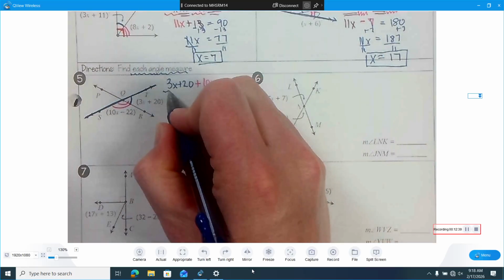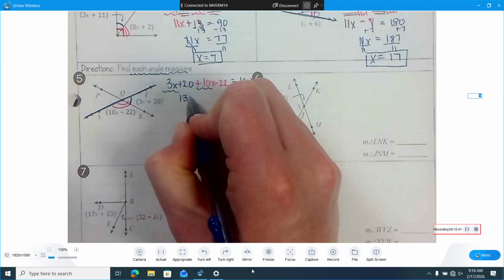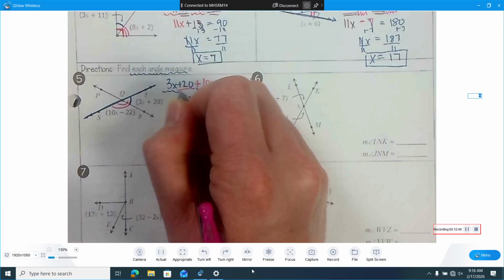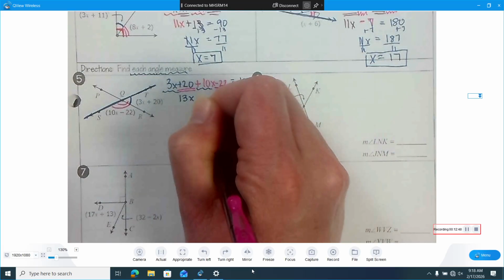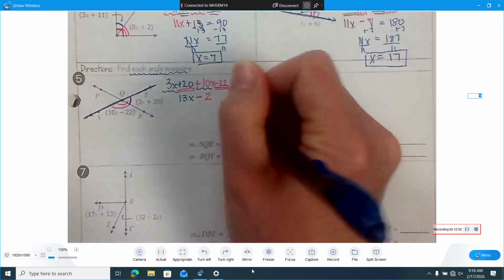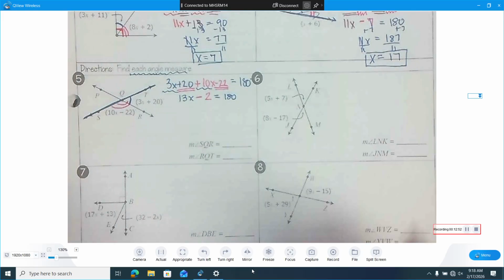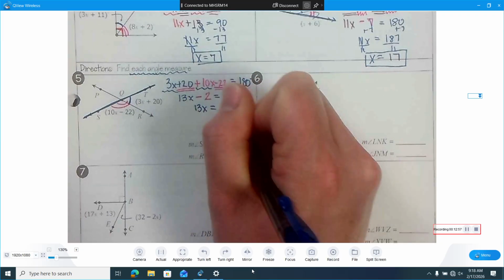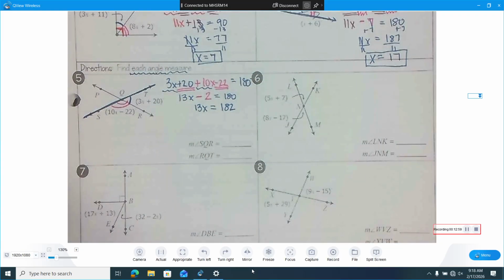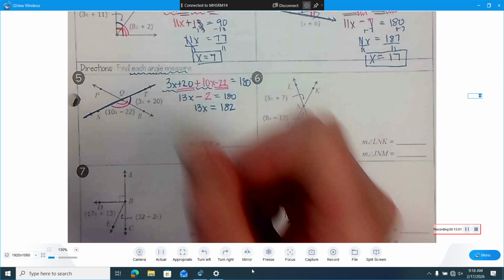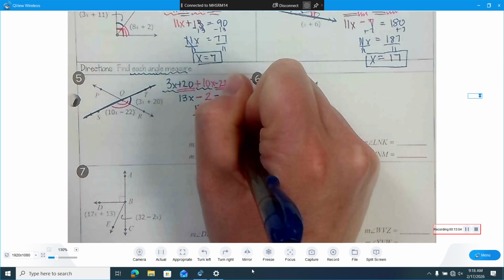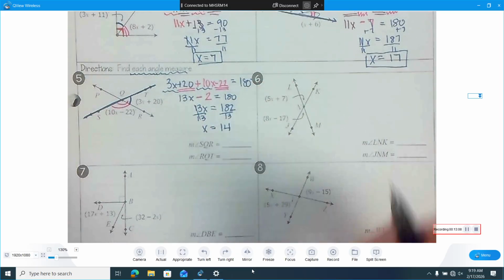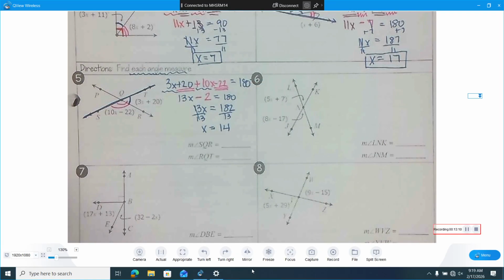Let's see, 3x's plus 10x's is 13x's. Positive 20 and negative 22 is going to be a negative 2 equals 180. We're going to add 2, good. 13x equals 182. And then divide by 13, divide by 13. We get x equals 14. Excellent. Are we done? We got to plug it in.